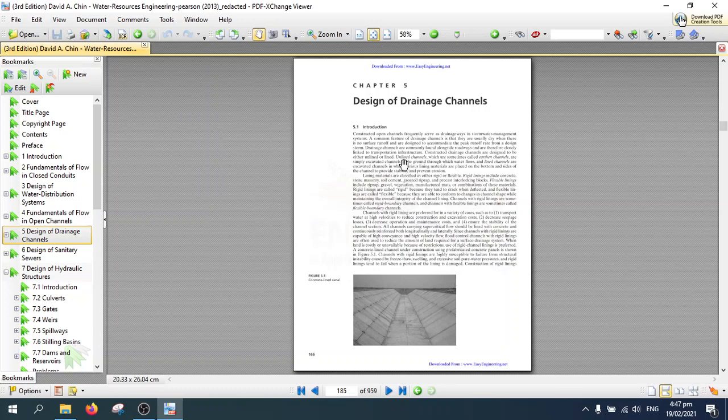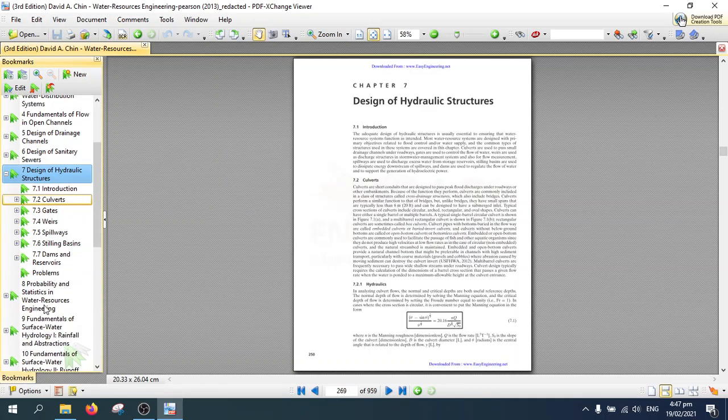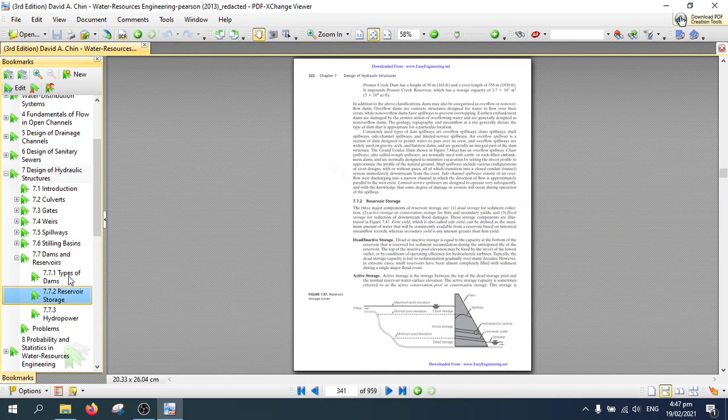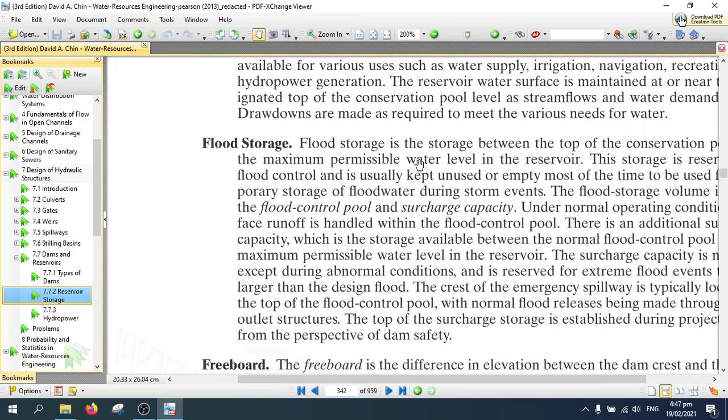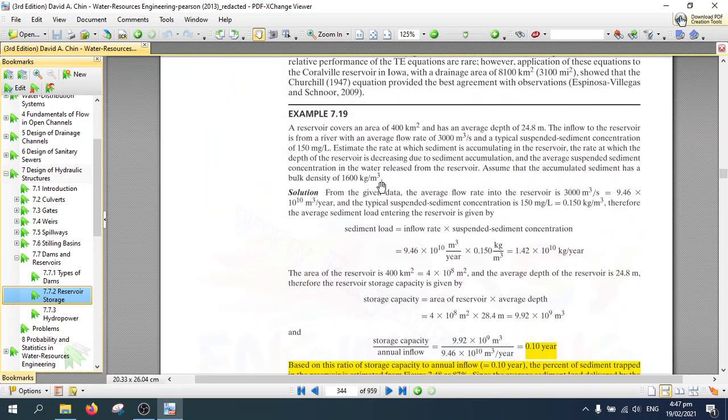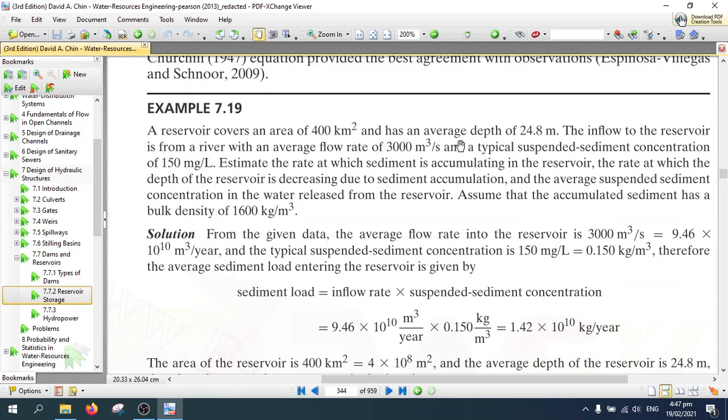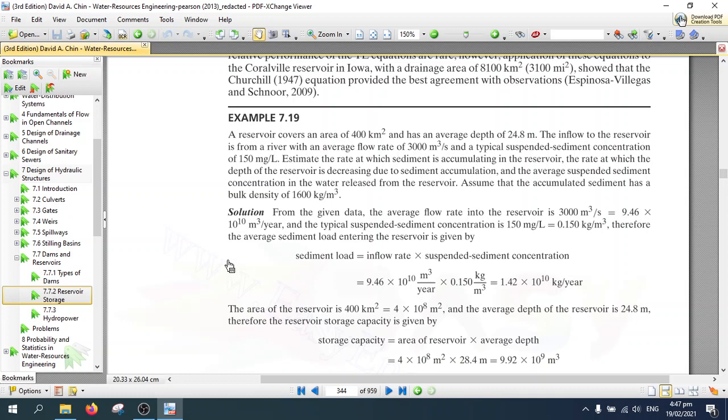And by the way, all the exercises that will be given are based on the book of David A. Chin, 2013, titled Water Resources Engineering, published by Pearson Press. Alright, going back to the exercise, the first topic is sedimentation of reservoir dams. Alright, so it's all about unit conversions and volume calculations, and we'll talk about it later.